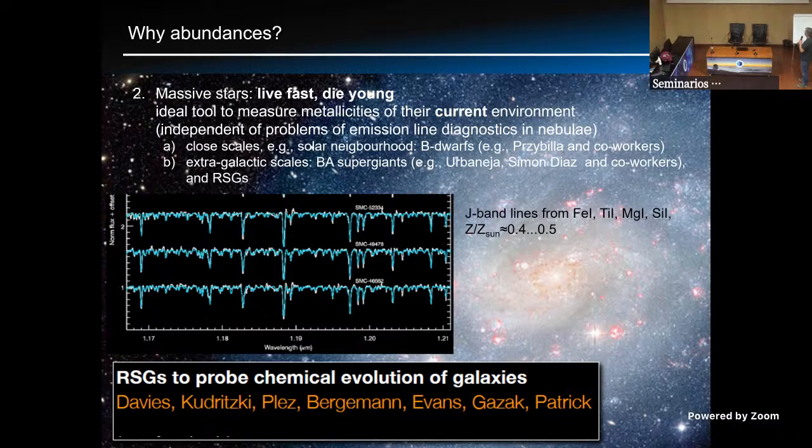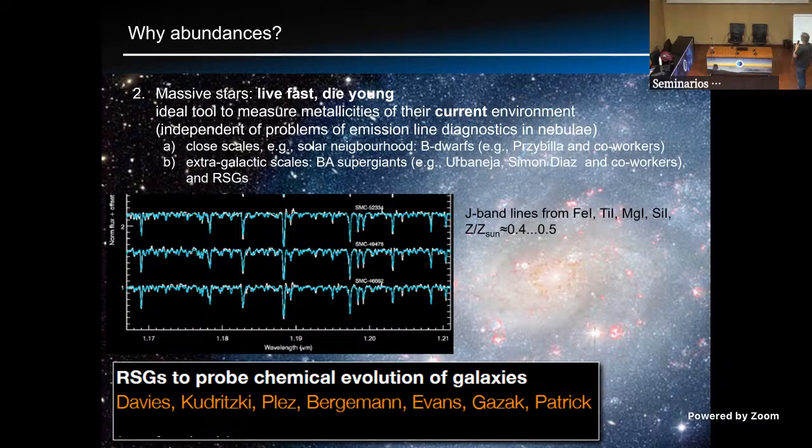On close scales, this can be done, for instance, for the most user-friendly, so to say, objects, the B dwarfs. This has been done by Norbert Przybilla in Innsbruck and co-workers, and he derived very interesting and nice results. And it can also be done on extragalactic distances for the supergiants, in this case for the BA supergiants, because these are the visually brightest objects on the sky. And it can also be done in red supergiants.